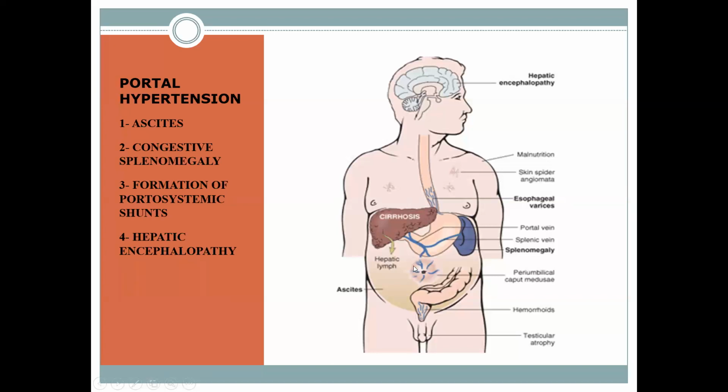You will see also a paraumbilical structure known as a palm tree appearance. That's the caput medusa. And we will see also the spider angiomata and the malnutrition. And of course, as a result of the fact that now the liver is no longer being used to detoxify the blood, because the blood is being shunted away from the liver and directly into the systemic circulation, hepatic encephalopathy may ensue.